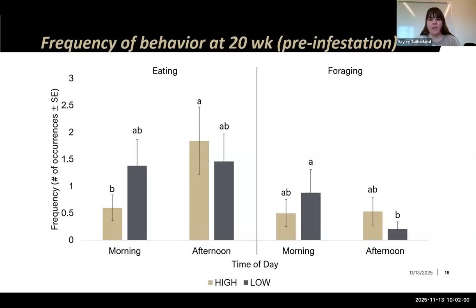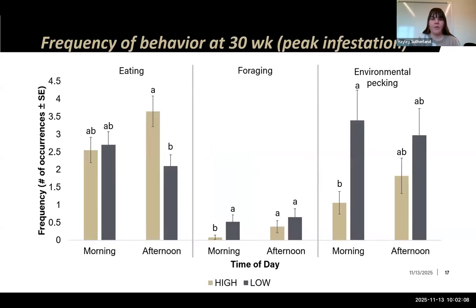When it came to foraging, we saw a difference with our low group, where our low group was foraging more in the morning than they would in the afternoon. Looking now to 30 weeks, which is going to be our peak of infestation, looking at eating behavior, we again see this difference in the afternoon, but this time it's between our infestation levels.